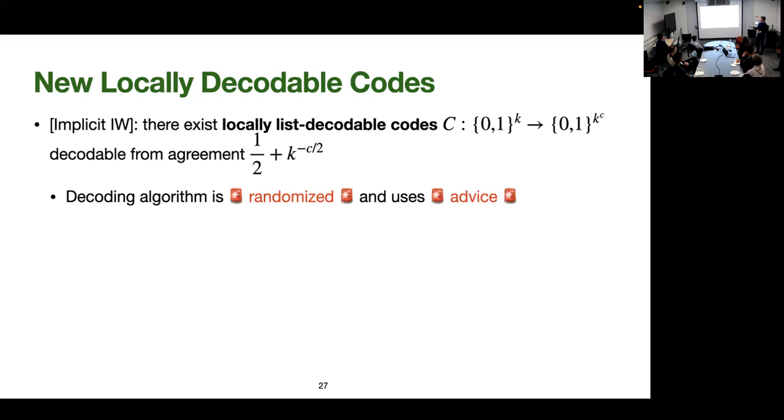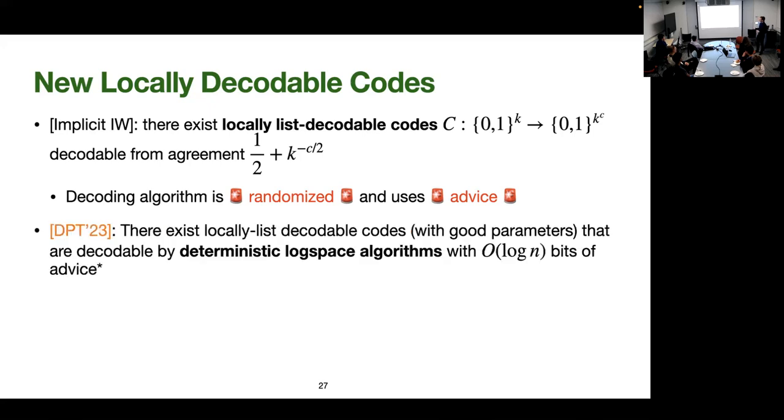Unfortunately, the decoding algorithm of this paper is randomized, which we don't have access to, and uses too much advice, which we also don't have access to. Our second technical contribution is to show that there exist locally list decodable codes with good parameters, roughly those of previous works, that are decodable by deterministic log space algorithms that have only log n bits of advice.